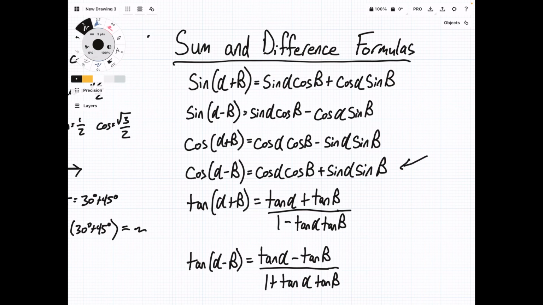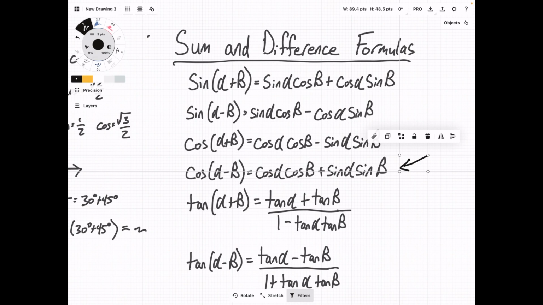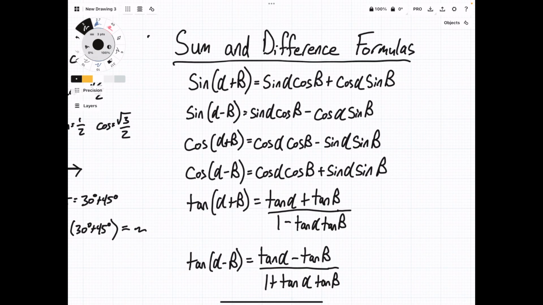Cosine of alpha minus beta equals cosine of alpha times cosine of beta plus sine of alpha times the sine of beta. And then we get into the tangent functions. So for tangent of alpha plus beta, we have tangent of alpha plus tangent of beta over 1 minus the tangent of alpha times the tangent of beta. And then finally, there is tangent of alpha minus beta, which is tangent of alpha minus the tangent of beta over 1 plus tangent of alpha times tangent of beta.